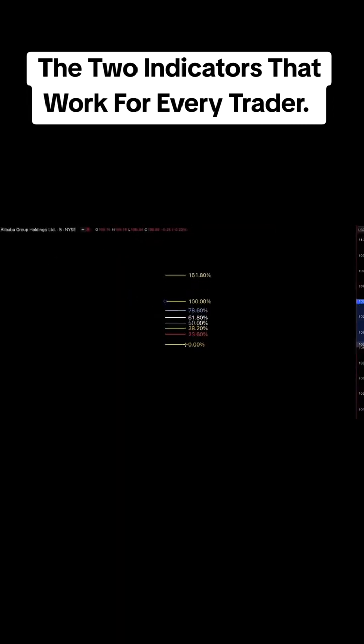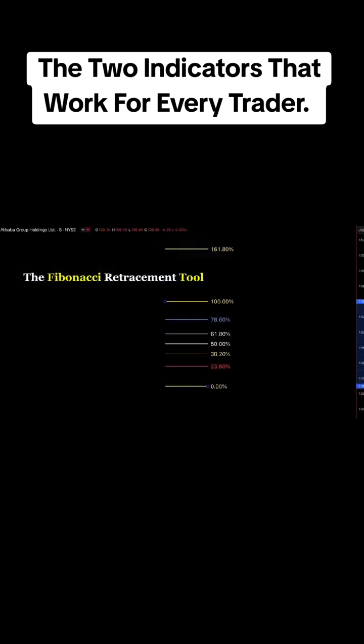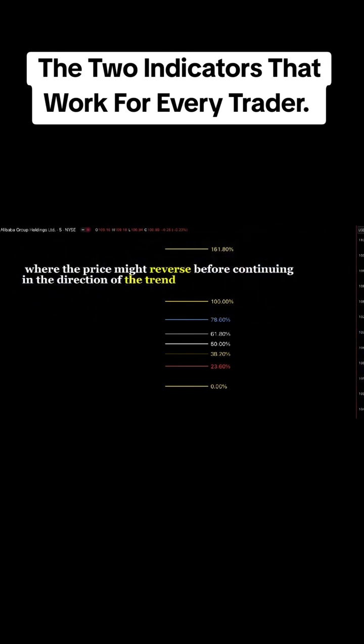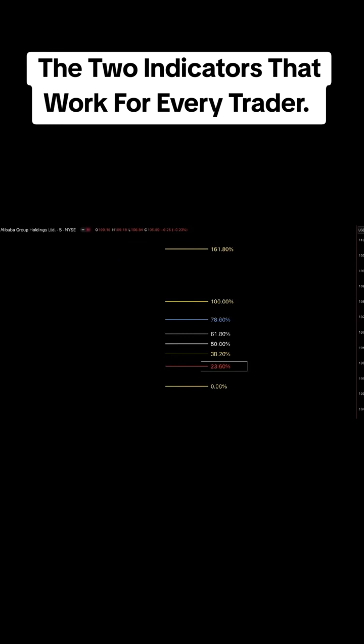Now that we've covered the MACD, let's dive into another powerful tool used by professional traders: the Fibonacci retracement tool. This tool helps you identify potential pullback levels where the price might reverse before continuing in the direction of the trend. It's based on a sequence of numbers known as the Fibonacci sequence, and from this we get key retracement levels commonly used in trading: 23.6%, 38.2%, 50%, 61.8%, and 78.6%.